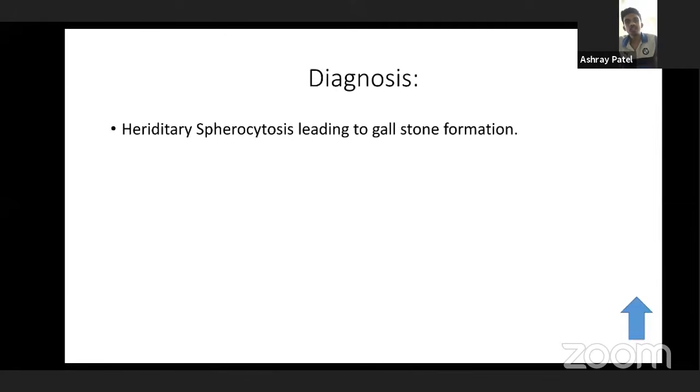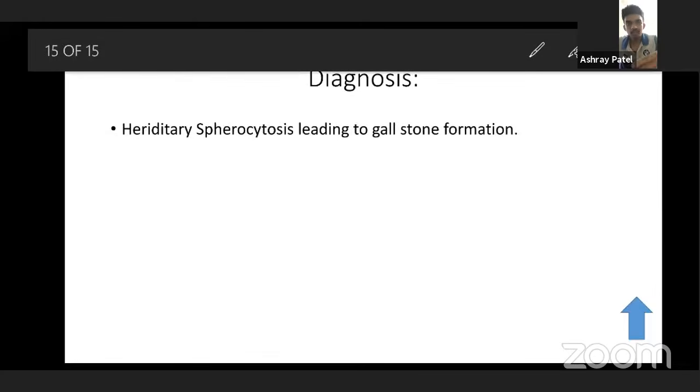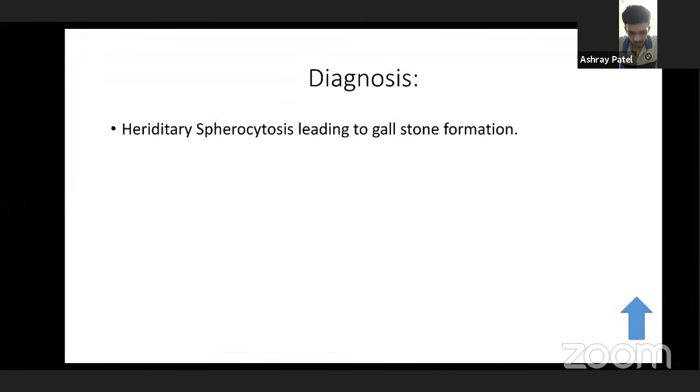So this was the case challenge. Very good. You have approached it well, and we have come to the diagnosis of hereditary spherocytosis. Thank you very much. Thank you, sir. Okay. Thank you. So this is how we approach a case. Now we have one more similar case.